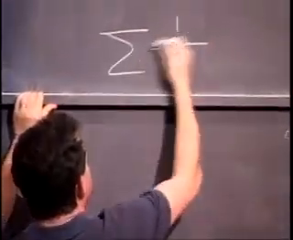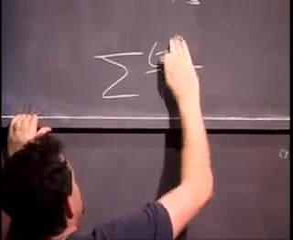Okay, so let's look at this example that we've been dealing with. The sum of minus 1 to the n over n, in fact.